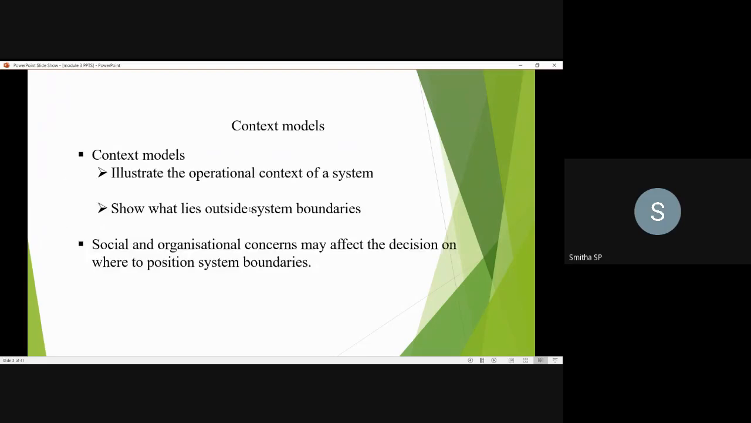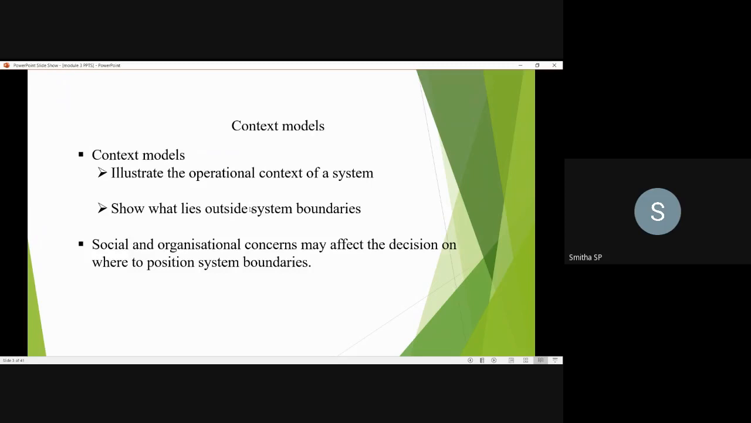Context models illustrate the operational context of a system. Together with that, they show what lies outside the system boundaries. Social and organizational concerns will also affect the decisions on where to position the system boundaries. The context models illustrate the operational context of a system, and social and organizational concerns may also affect the decisions on where to position the system boundaries.